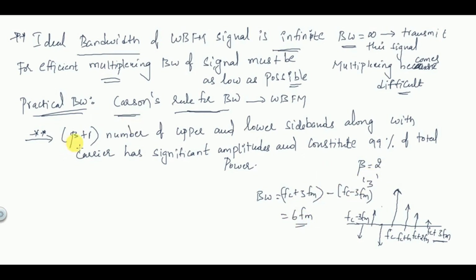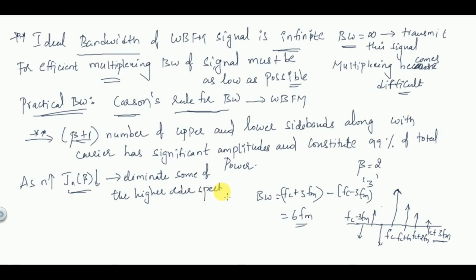Why this total concept comes into existence is again from the spectrum. As I have explained, as n value increases, Jn of beta value decreases. As Jn of beta decreases, we can eliminate some of the higher order spectral components. Why can we eliminate them? Because they have insignificant amplitudes. When they have insignificant amplitudes, the power is almost equal to 0, so power is not present in those components. So we can eliminate those higher order spectral components.